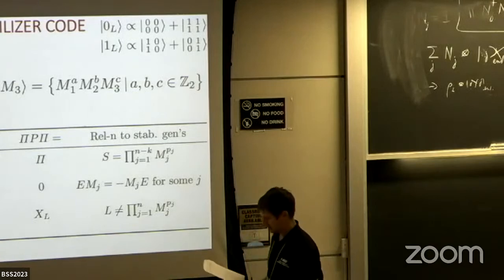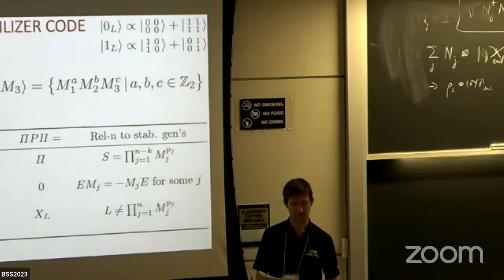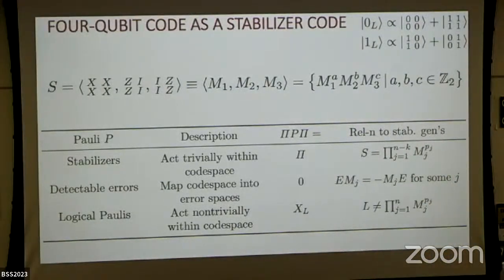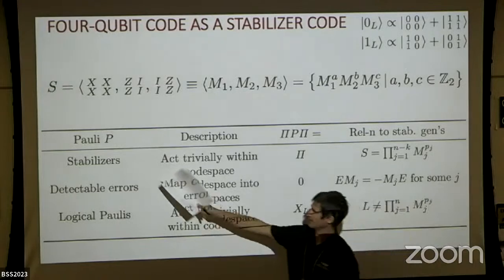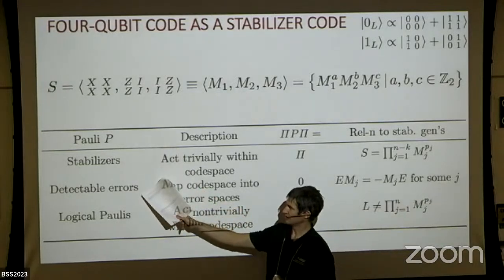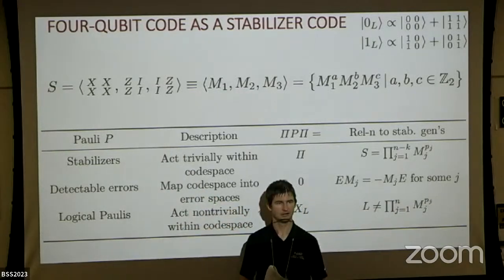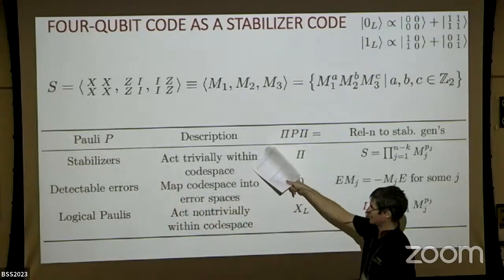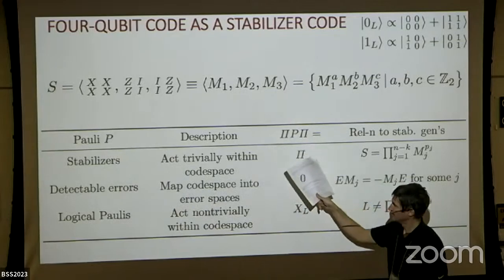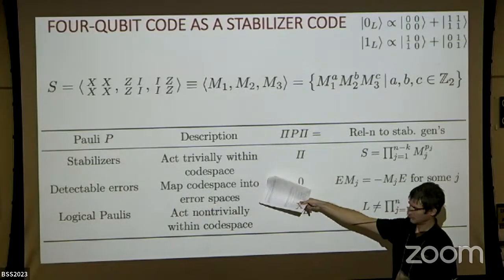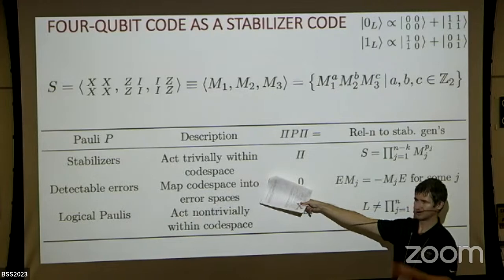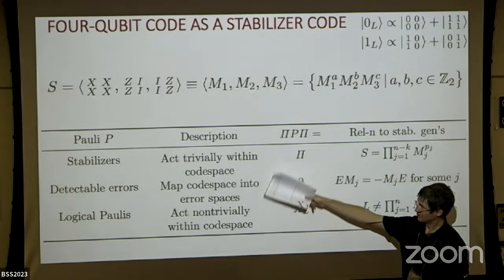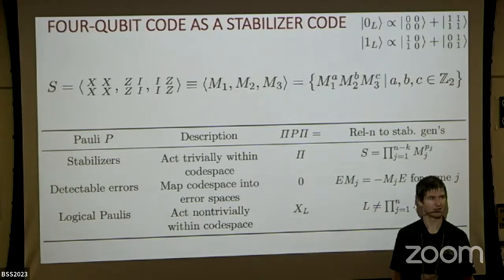So stabilizer codes partition Pauli strings into 3 different subsets. The 3 different subsets are: you're either a stabilizer, you're a detectable error, or you're a logical Pauli. So you either act trivially within the code space, or you are a detectable error and you map the code space to an error space, or if you don't do either of these 2, well, then you're going to be doing something within the code space.